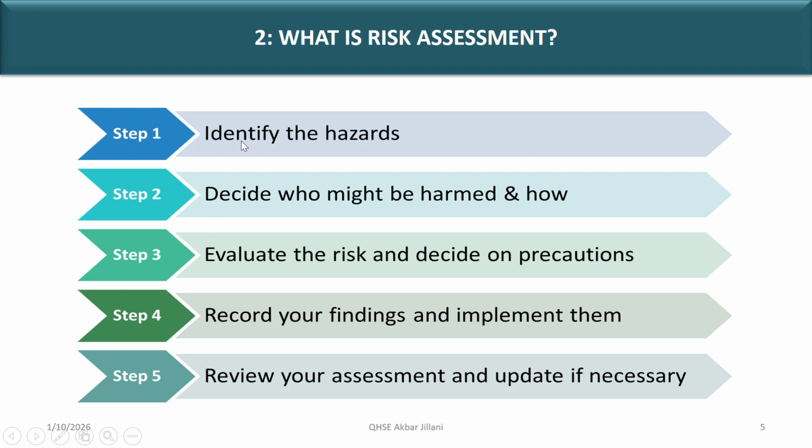Step number one, identify the hazard. What are the hazards? Second, decide who might be harmed and how, means the employees engaged in workplace activities will be harmed, the visitors, contractors, and the nearby organizations whose employees will be harmed. Step number 3, evaluate the risk and decide on precautions. Step number 4, record your findings and implement them. Fifth, and the last, review your assessment and update if necessary, if required.